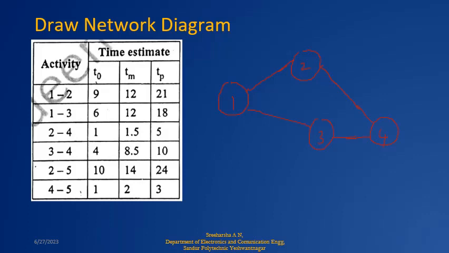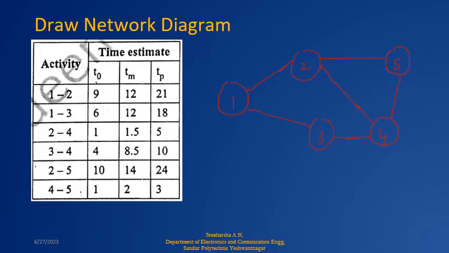Okay, then after the second activity there is one more activity coming up, that is the fifth activity, also starting here. Okay, then the fourth activity is also getting connected to the fifth activity. So this is how we are getting a network.